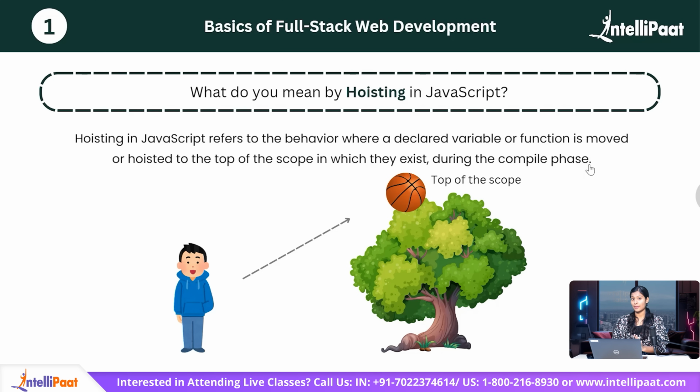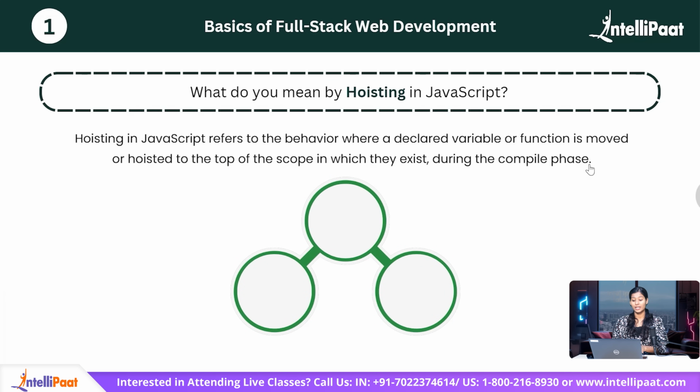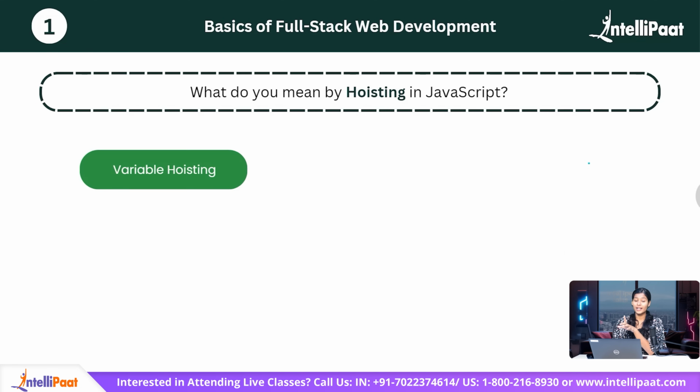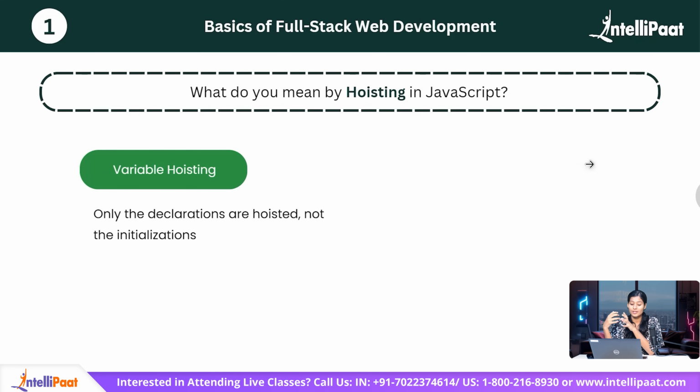Now, there are 3 types of hoisting in JavaScript. That is variable hoisting, function hoisting, and let and const hoisting. Starting with variable hoisting. Variable hoisting is where only the declarations are hoisted and not their initializations.